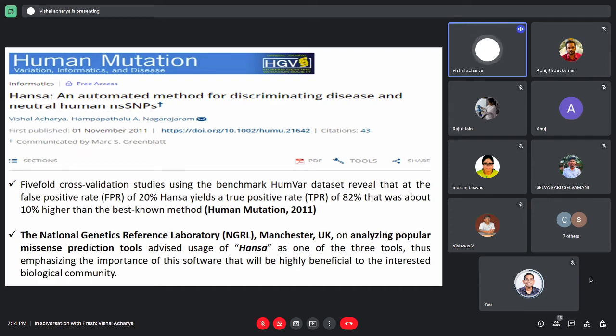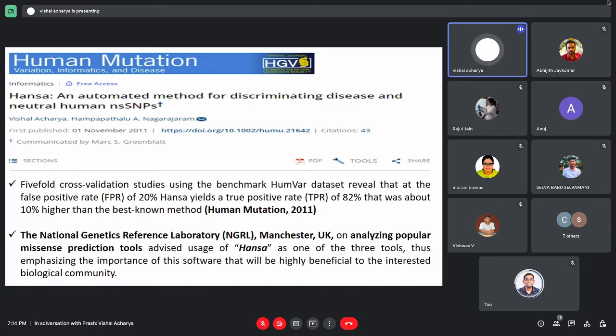What we have got is that the software we developed was published in 2011 in Human Mutation. It was giving better accuracy than the best known method, about 10% higher than the best known method.